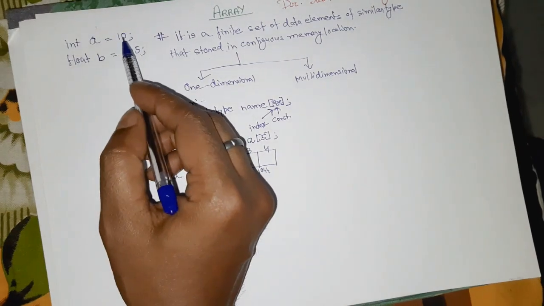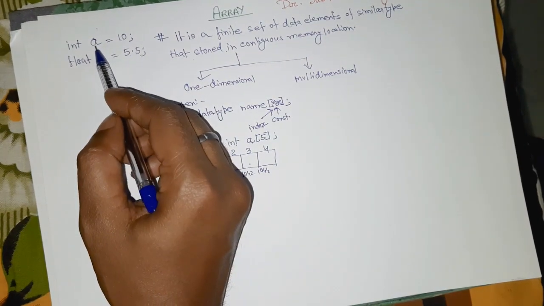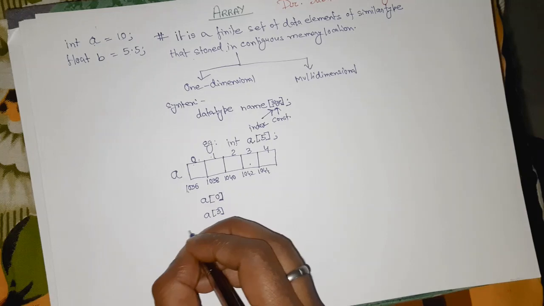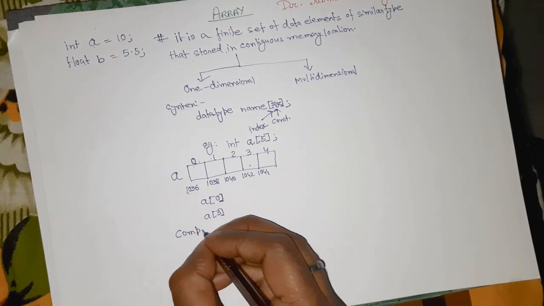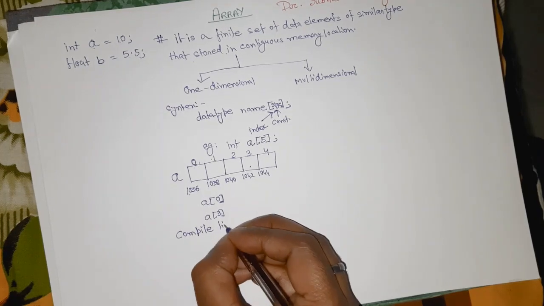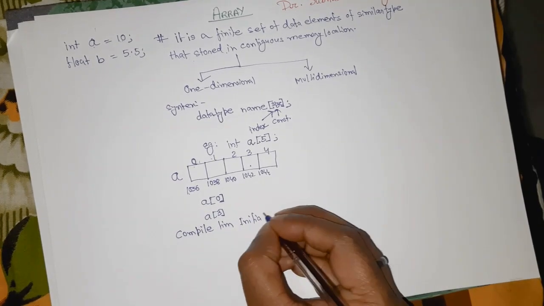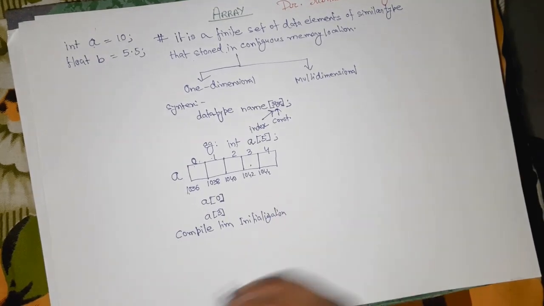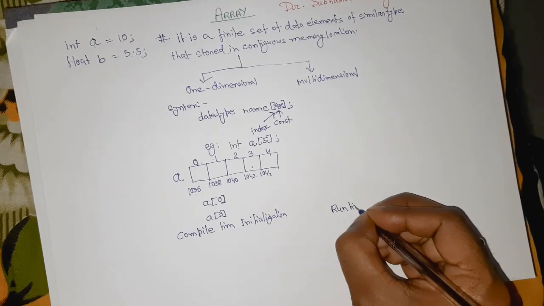Now, as such, we can initialize the values of normal variables in two ways: compile time and runtime. Similarly, the array can also be initialized at compile time, as well as at runtime.